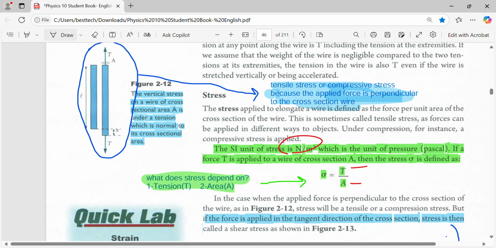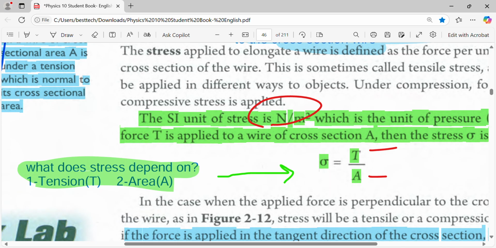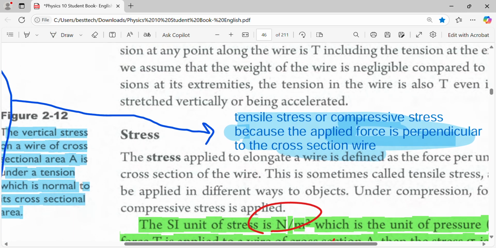Guys, stress depends on what? Just look at the definition, unit, and factors, or what it depends on. By the rule, you can decide how many factors you have. Stress is equal to what? Tension over area. So what factors can affect it? Of course, tension and area. So stress depends on tension and area.